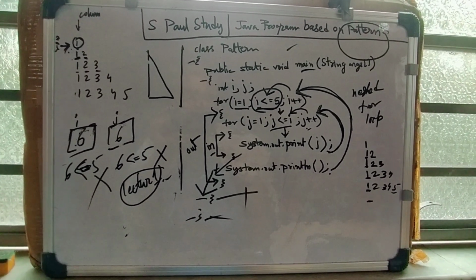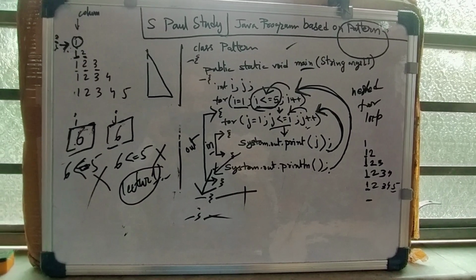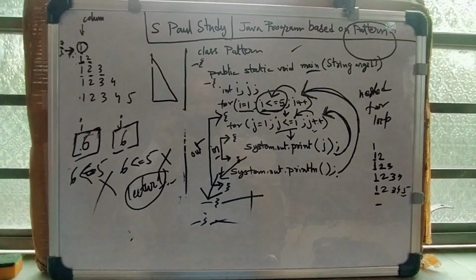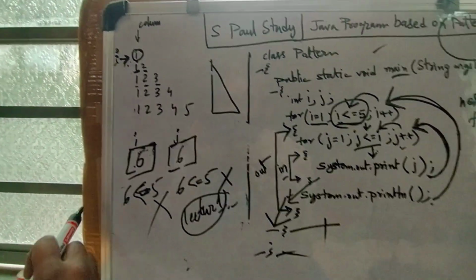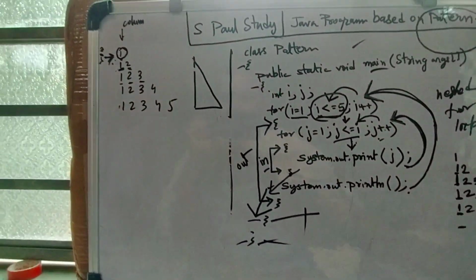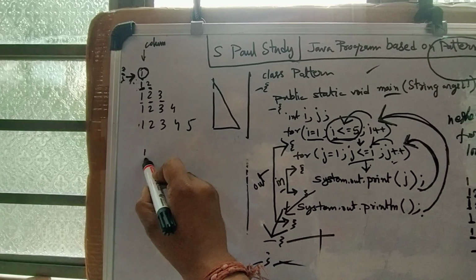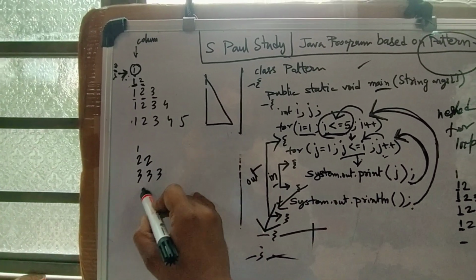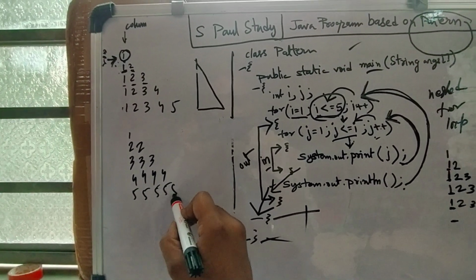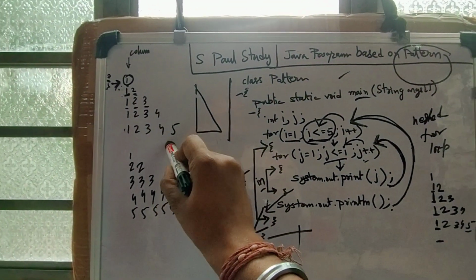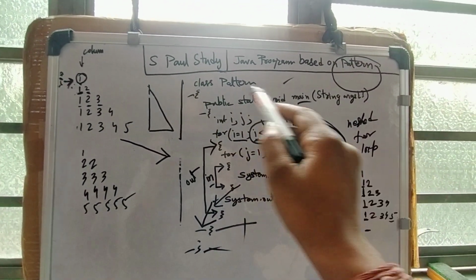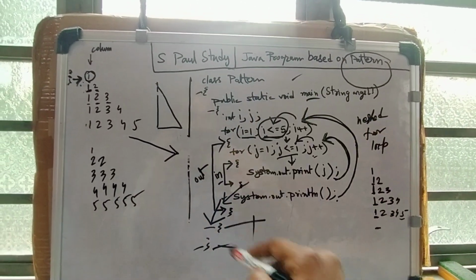So now if we change this pattern, and if our pattern is like this, 1 2 2 3 3 3 4 4 4, then 5 5 5 5 5, for this pattern, yes, we are 100% sure that this is the program that we have to write.